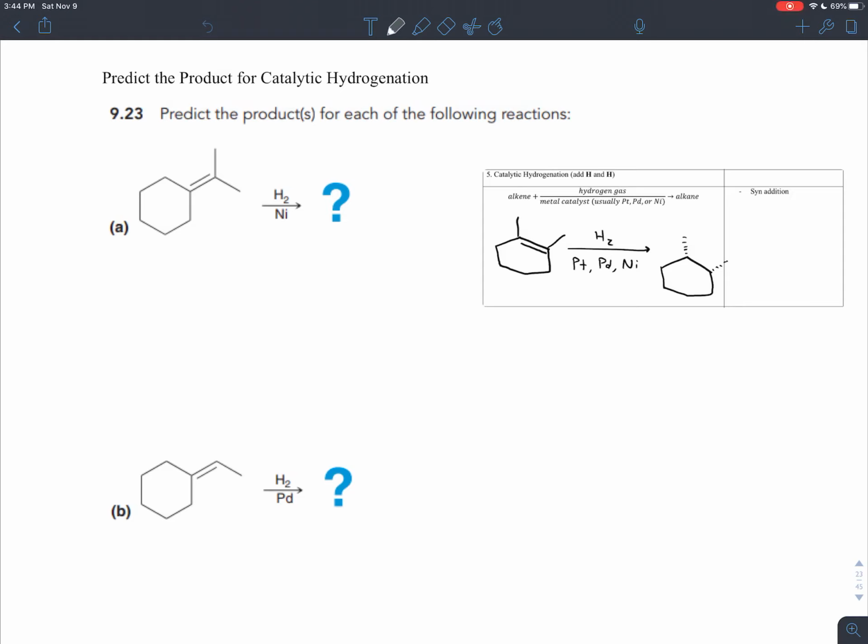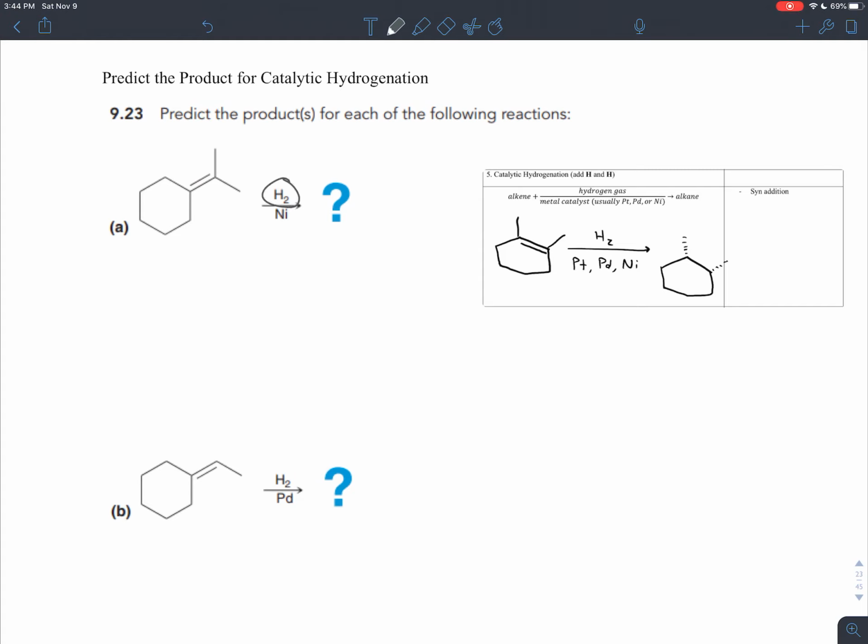In exercise 923, we're going to think about catalytic hydrogenation from the perspective of synthesis, of hopscotching from the reactant straight to the product without thinking step by step about how everything happens in the mechanism. So here we're thinking more like chefs. What can we make out of these different ingredients?